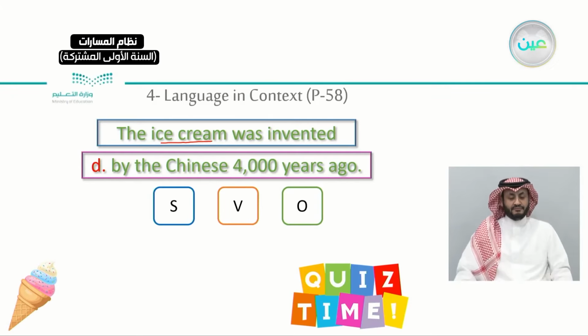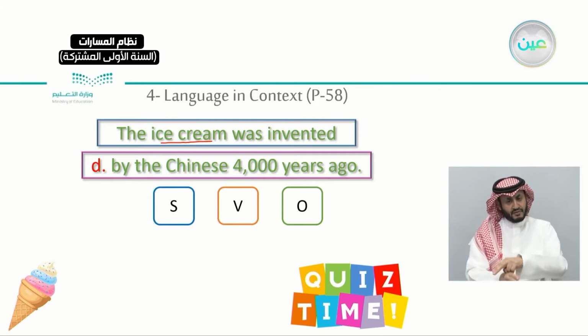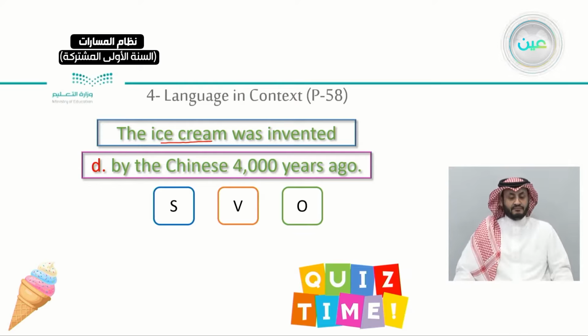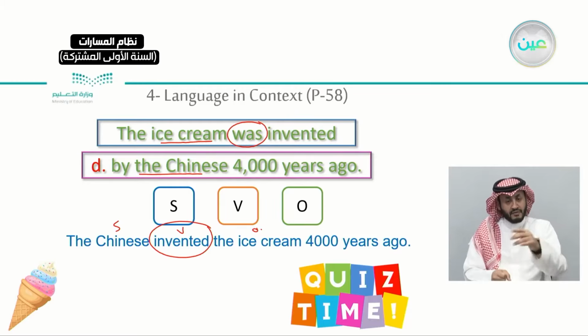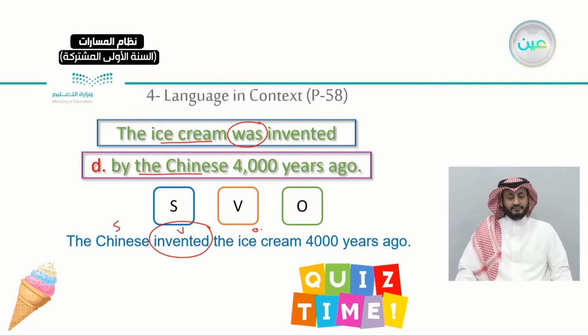So we will change it into an active voice. We will start with who does the action. So we will start with the subject, after the "by": the Chinese. So the Chinese invented the ice cream 4,000 years ago. This is the subject, here is the verb, and the ice cream is our object. Notice that we have used "was" here because "invented" is in the past, 4,000 years ago.